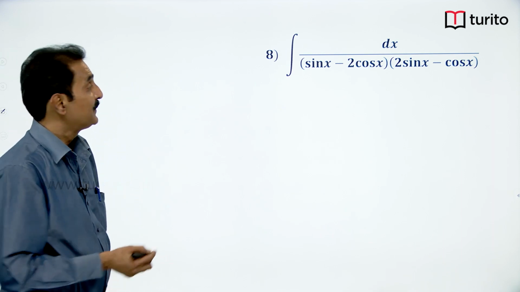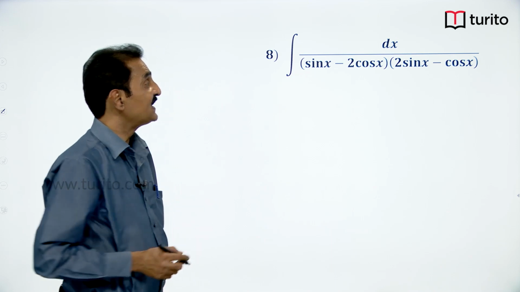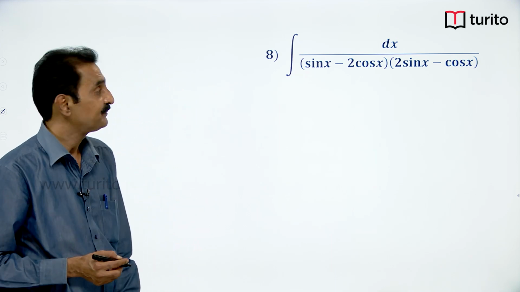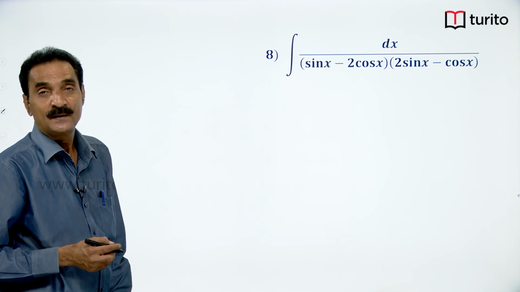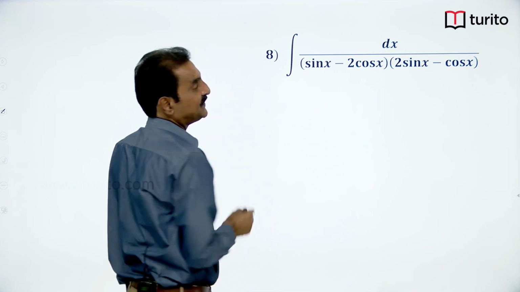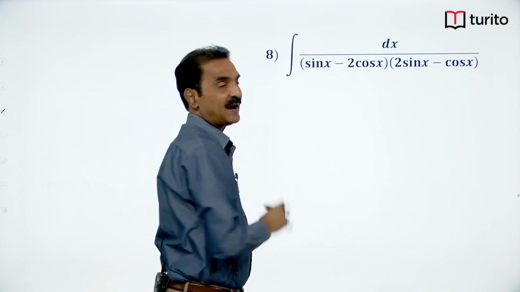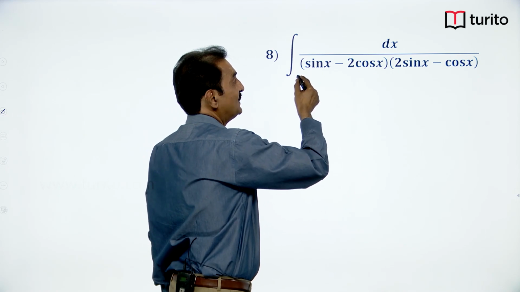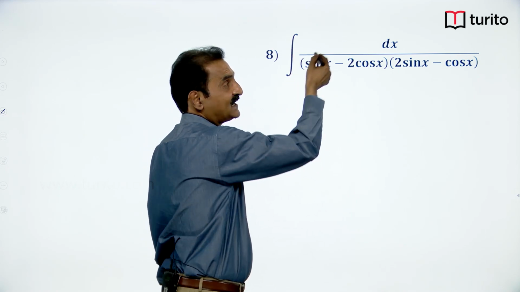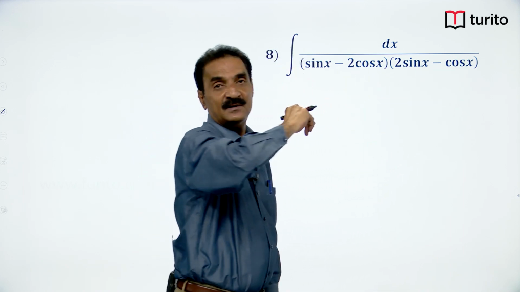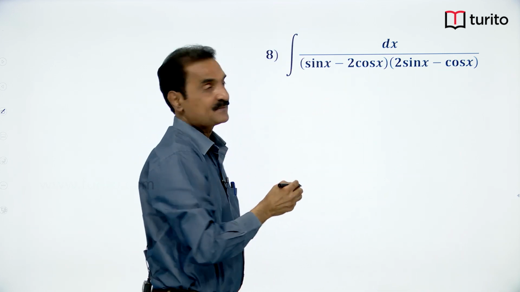integral dx by sin x minus 2 cos x into 2 sin x minus cos x. You take cos x common from the denominator from each bracket. If cos x comes out, then you will get 1 by cos x, that is secant x. If another cos x is taken here, then numerator becomes secant square x.